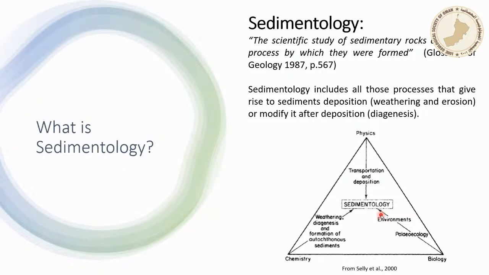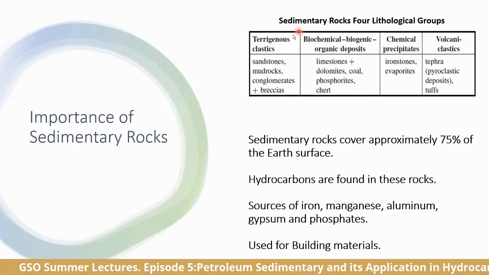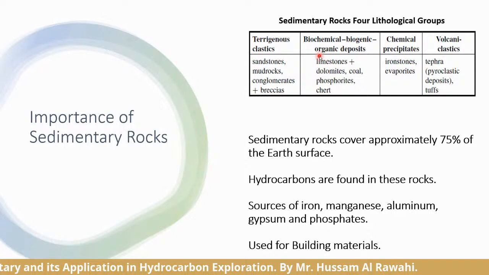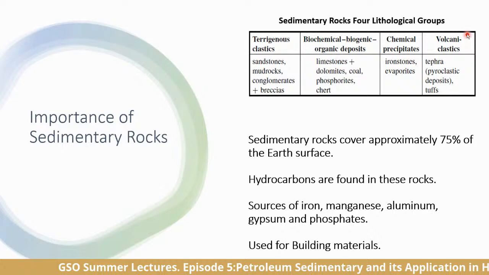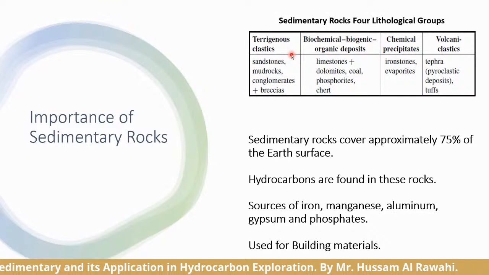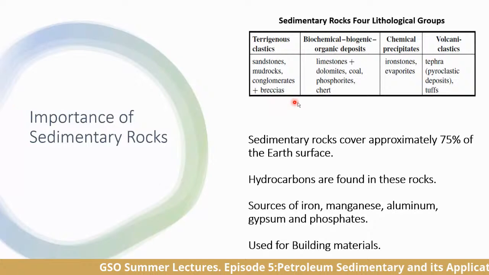Why is it important? Well, before we go into the importance, what are the sedimentary rock lithological groups? As we mentioned, the clastics. There are the biochemical, biogenic, organic deposits, which include limestone, dolomite, coal, phosphorite, and chert. And there is chemical precipitation: ironstone, evaporites, and then the volcaniclastics. So you can see different realms, and every group we have here has its own branches. It needs more study, and there's a lot of interesting stuff in each one of them.